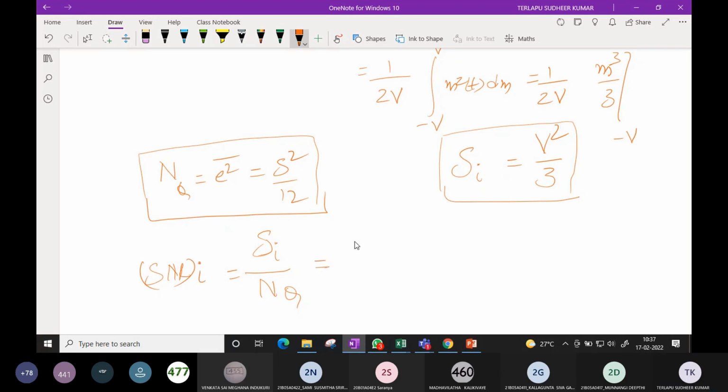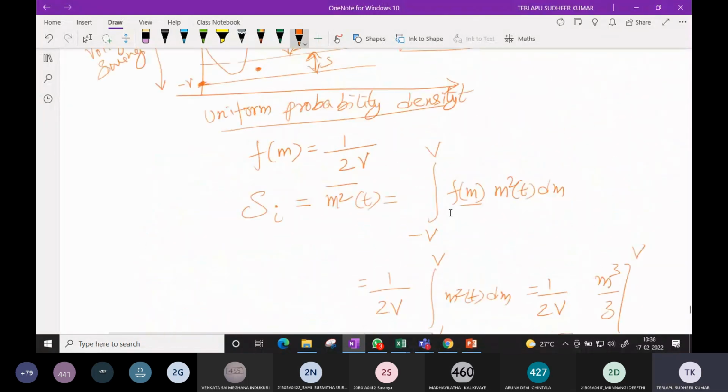equal to SI, you told V square by 3, divided by the quantization noise, which is S square by 12, right? V square by 3 divided by S square by 12. Is this clear? Yes, sir. Okay, but let us go back a little.